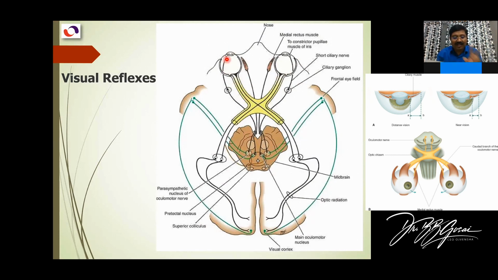So when we are reading, our eyes converge, the pupil constricts, and the lens thickens. That is our near vision. That is the accommodation reflex. Clear? So this is another important reflex which you should read. Clear? So this is the picture which explains everything that is written in the previous slide.